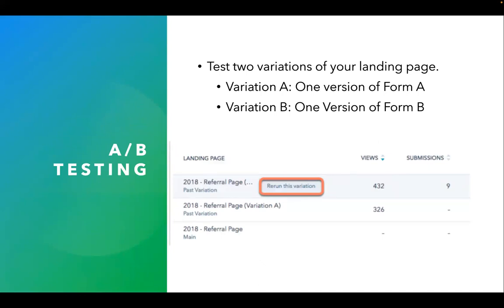And then before we get on to the demo, again, we mentioned early on, if you use the form within a landing page, you're able to utilize the A/B testing feature within HubSpot. That allows you to test 2 different variations of your landing page. For instance, variation A shows one version of your form, and variation B shows the second version of your form.